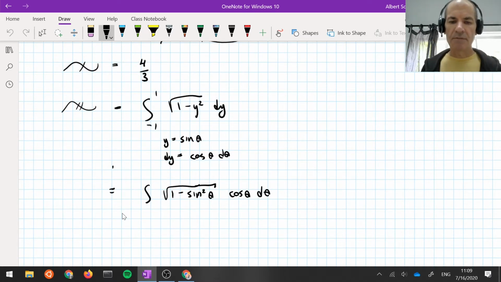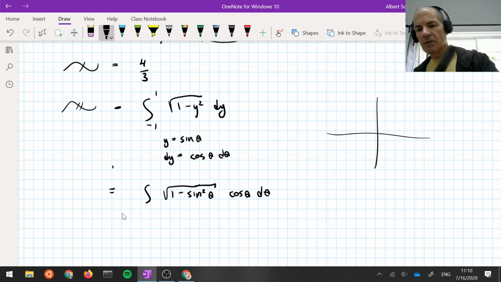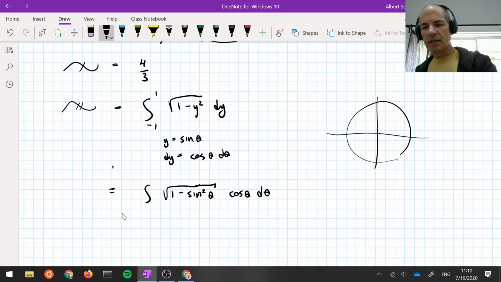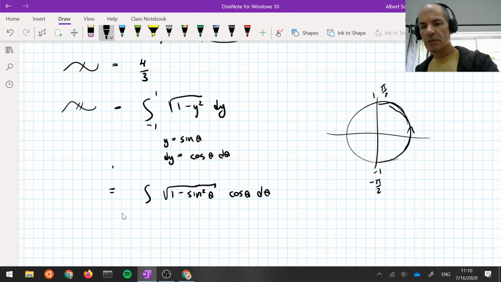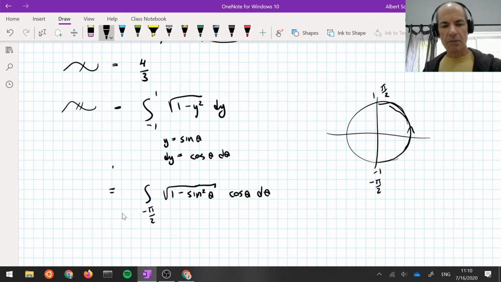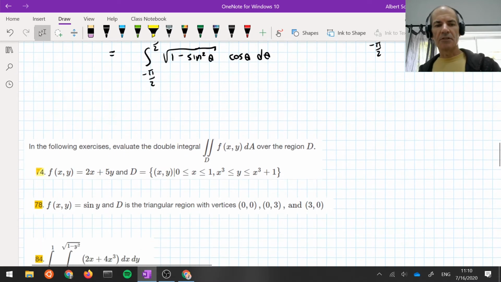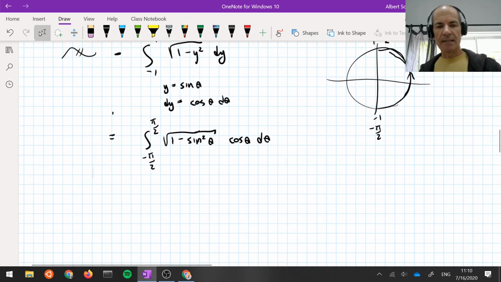What are the new limits of integration? So if y is equal to -1, what's the sine of theta? A good choice for this, if we go back to the unit circle, we know that sine of theta is -1 down here and 1 up here. And if we go around in this direction, increasing theta, remember, we're going to go from -pi/2 to pi/2. So the new limits of integration are -pi/2 to pi/2. It's convenient to change the limits of integration so that you don't have to change them back at the end.